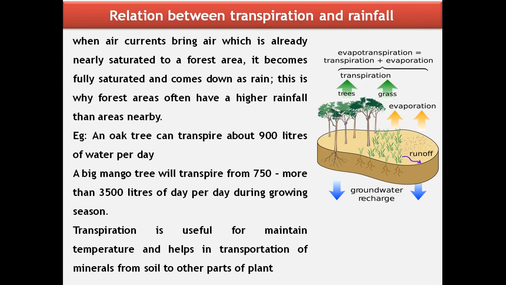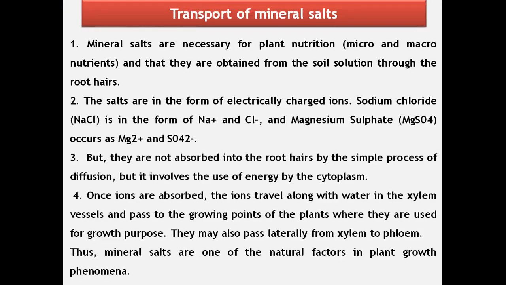Transpiration is useful to the plants for maintaining the temperature of the plant. Like how sweating helps us, the transpiration helps the plants to maintain the temperature. And it also helps in the transport of minerals from soil to the other parts of the plant.